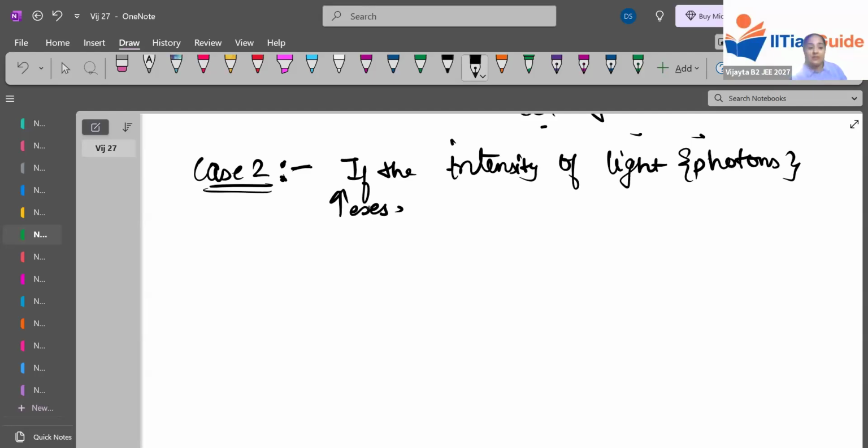Now instead of a torchlight, there is, let's say, a floodlight. Instead of torchlight, there's a floodlight. That's the meaning of intensity, huh? Frequency is the same. Intensity is increased.